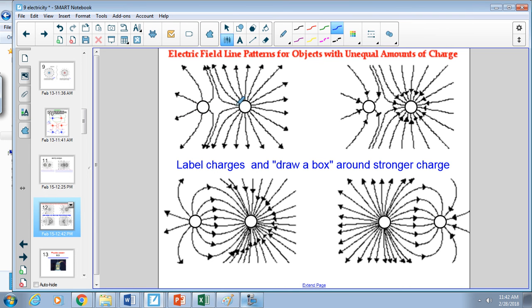No, let's do it like this. It's positive, positive, and this one is negative, this one is negative, this one is positive, this one is negative. This one's positive, and this one is negative. All right, then I want to draw a box around the stronger of the two charges. You can tell it's stronger because there's a larger electric field around it.